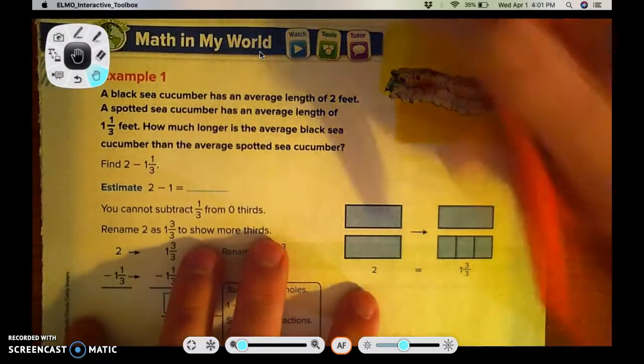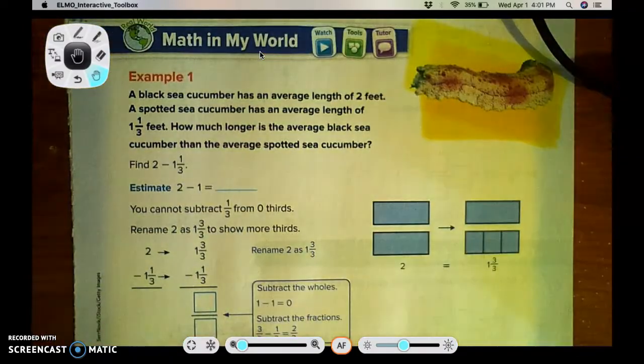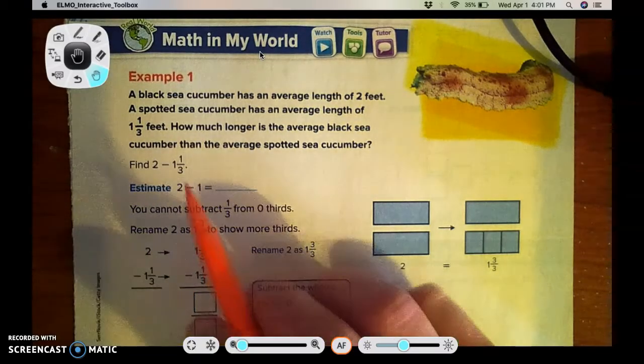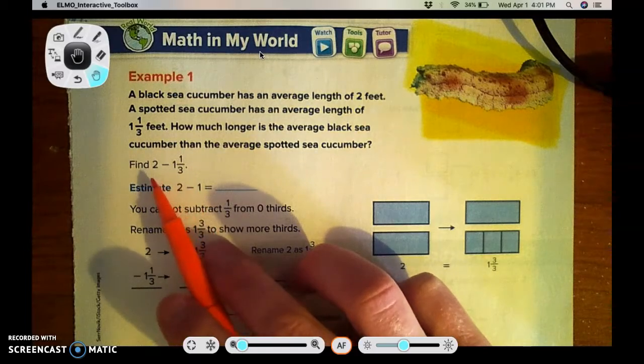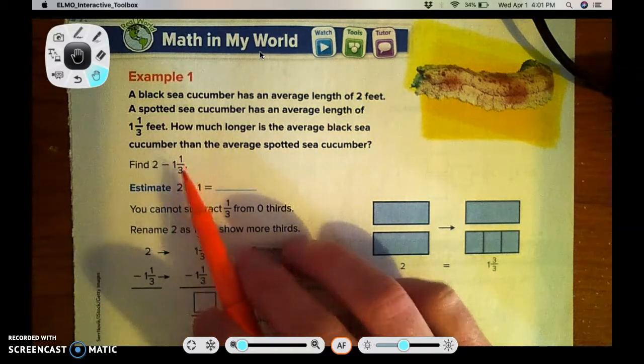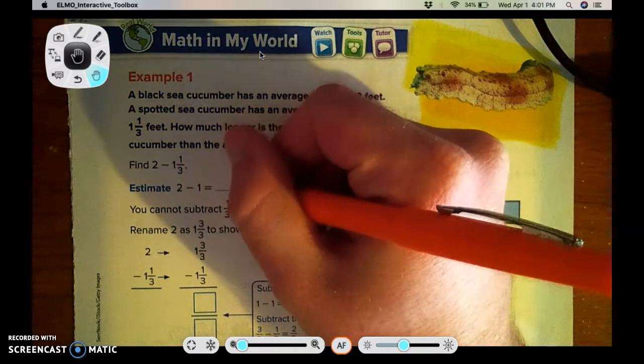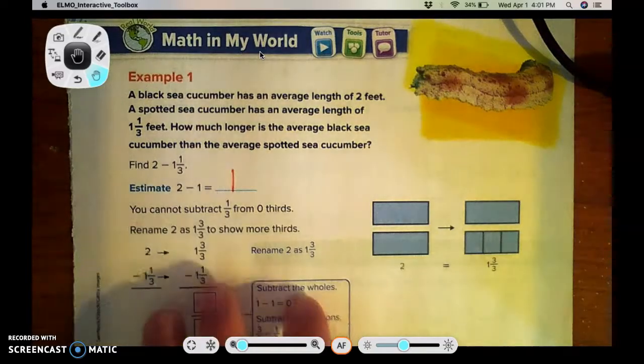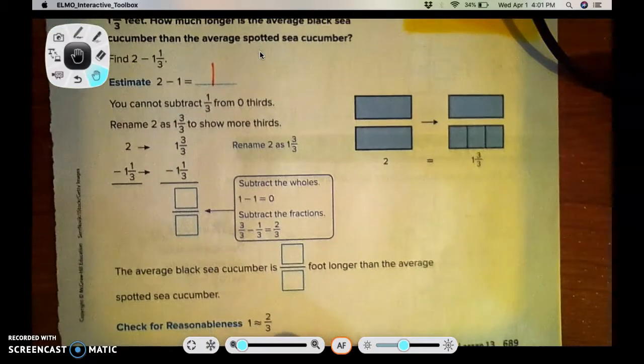So example number 1. A black sea cucumber has an average length of 2 feet. A spotted sea cucumber has an average length of 1 1/3 feet. How much longer is the average black sea cucumber than the average spotted sea cucumber? So again, they estimated that 1 1/3 is pretty close to 1, so taking the bigger one minus the smaller one should give us an answer of about 1. Again, you don't have to do that step if you don't want to.